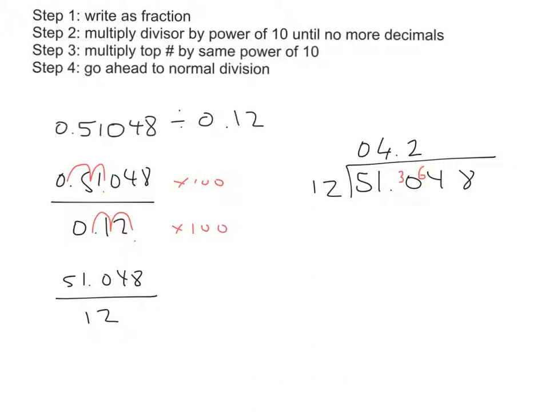So now we're asking how many times does 12 go into 64? Well, 12 times 5 is 60, so 12 goes into 64 at least 5 times. 64 minus 60 is 4, so we have a remainder of 4, which goes next to the next place value. And now we're asking how many times does 12 go into 48, and we should know that 12 goes into 48 4 times exactly, so there's no remainder. So our final answer to this question is 4.254.